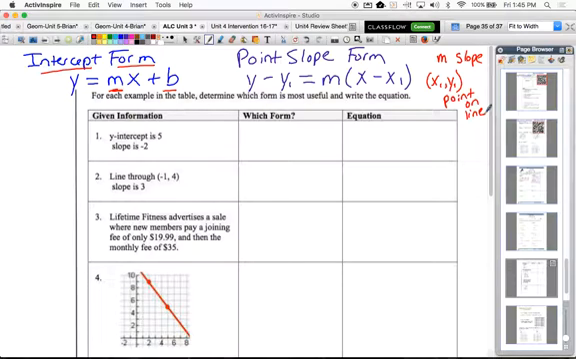All right, so let's take a look at example 1. So we're told that we have a y-intercept of 5 and a slope of -2. So which form do you think we would use? Would we use the point-slope form or the intercept form? Hopefully you're remembering that if we have a y-intercept value and we have a slope value, that means that we're using the intercept form. So we will write down the intercept form.